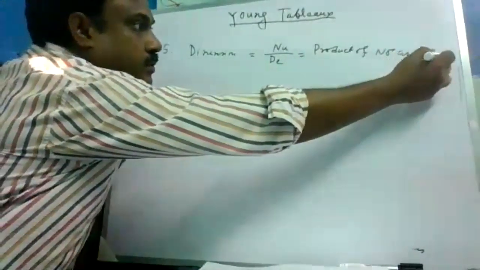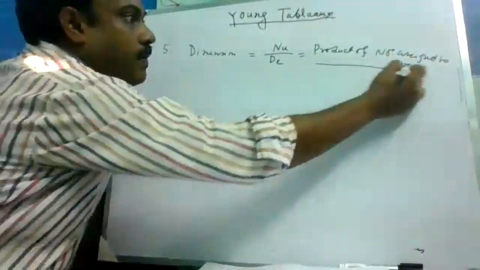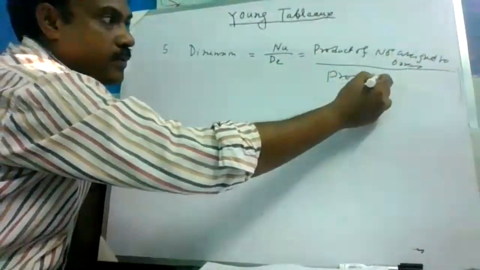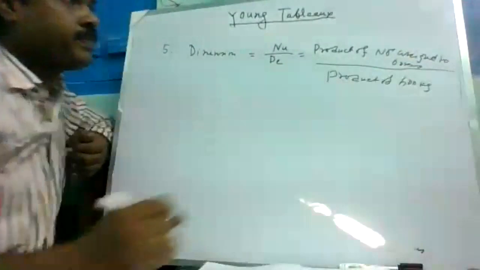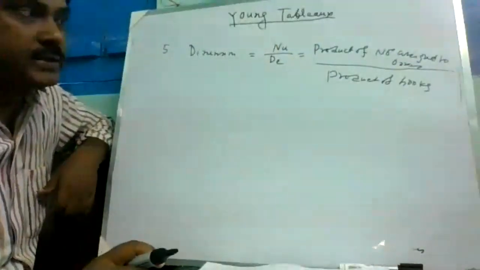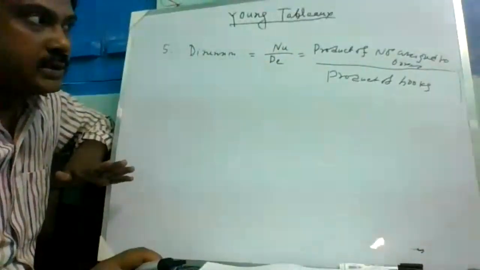Assigned to boxes. Denominator will be product of hooks. Now we will discuss product of number assigned to boxes. What is the number assigned to boxes and what is the hook?